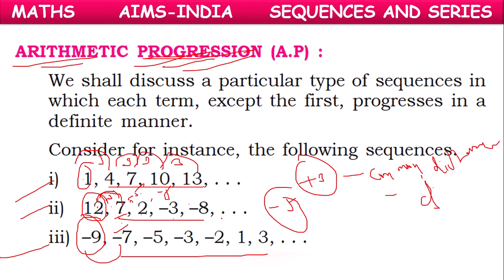Next, minus 9, minus 7, minus 5. How have we got this minus 7? Subtracting minus 2 is adding plus 2. Minus 9 plus 2 is minus 7. Minus 7 plus 2 is minus 5. Minus 5 plus 2 is minus 3. Minus 3 plus 2 is minus 1. Minus 1 plus 2 is plus 1. 1 plus 2 is 3. So here the common difference is plus 2.